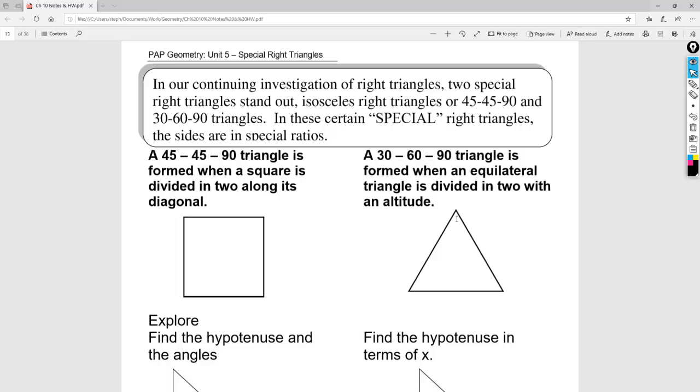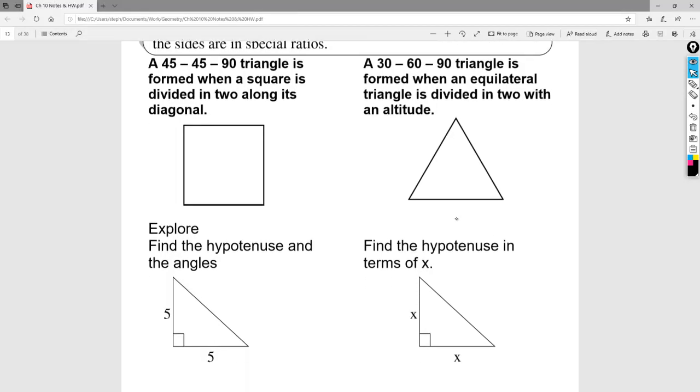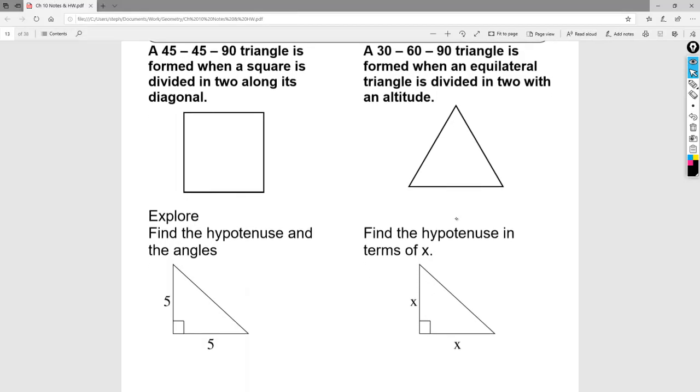And these are the angle measurements of our triangle. So you'll notice that they're both right triangles. One of them is an isosceles triangle, 45-45-90 degrees, and the other is a 30-60-90 degree triangle. Okay, and these are special because the sides will end up having a specific ratio, and it makes it really easy to figure out the different sides of the triangles if you know the angle measurements.